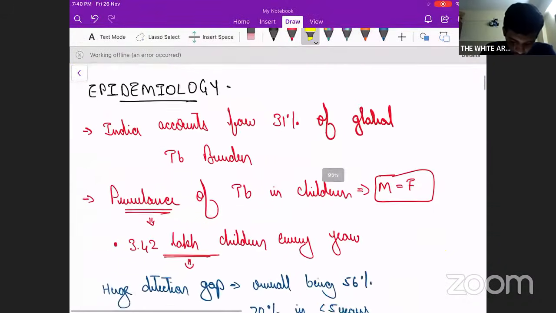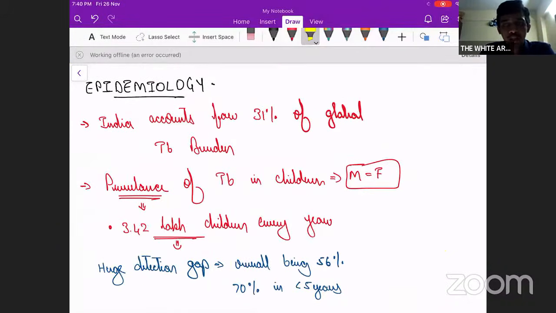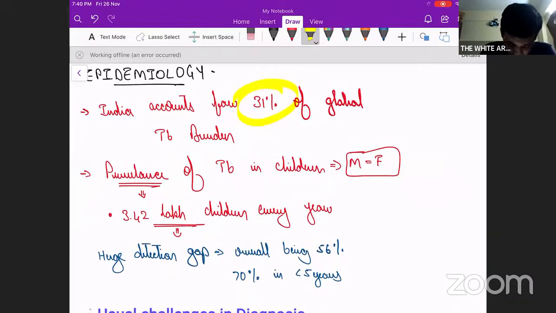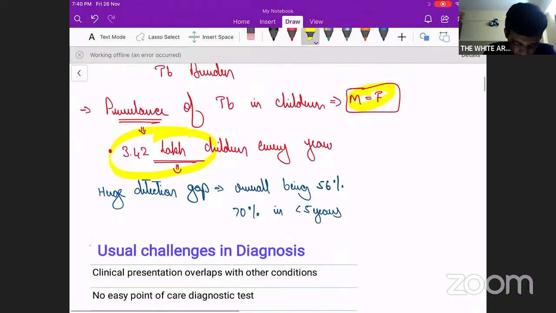Now, coming to the epidemiological aspect, the burden of the disease in our society, in India. India accounts for 31% of the total global TB burden. In children less than 15 or 14 years, around 3.42 lakh children get the disease every year in India. And the male and female incidence is the same. Though we take it to be 3.42 lakhs, there is one more problem here.